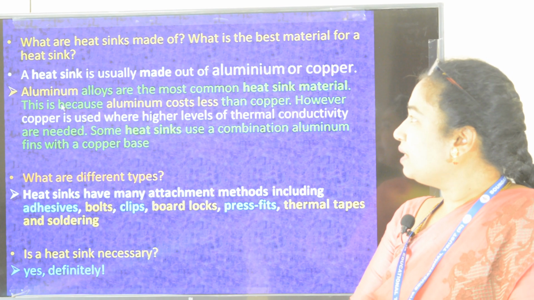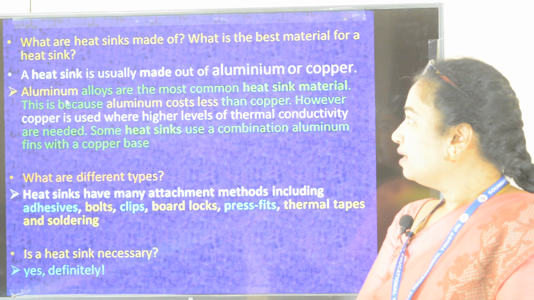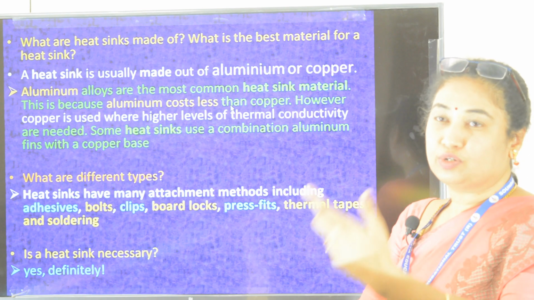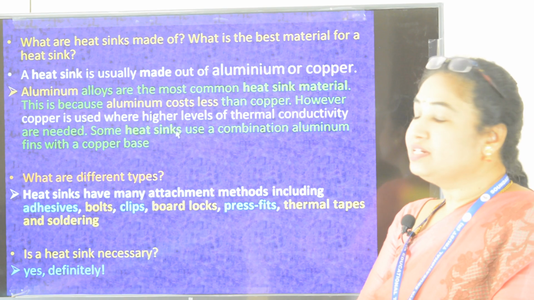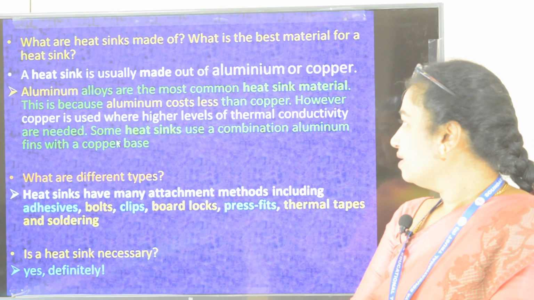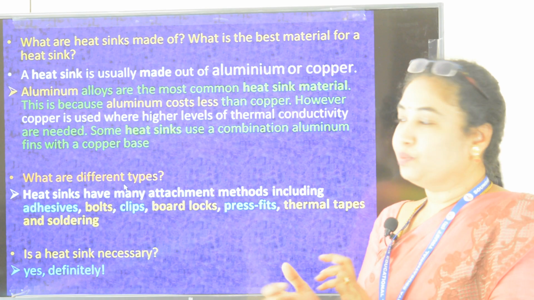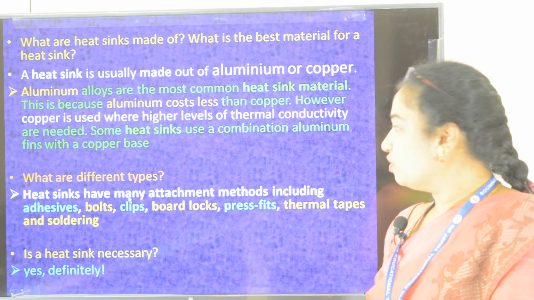Aluminium alloys are the most commonly used heat sink material, because they cost less compared to copper, and copper is used where higher levels of thermal conductivity are needed. Some heat sinks make use of both copper as well as aluminium. So there are different types of heat sinks. What are the different types of heat sinks?